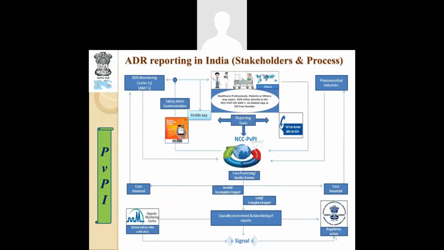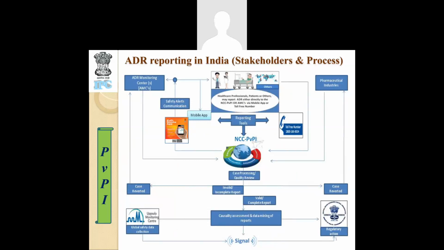So a healthcare professional, maybe a doctor, pharmacist, nurse, or even a patient, can report any adverse drug reaction by using the toll-free number, the mobile app, or the ADR reporting form, and also to these ADR monitoring centers. Say, for example, you have a pharmacy institution with a PharmD curriculum. PharmD students may have a tie-up with a hospital where they go for their internship. If during their internship they come across any adverse drug reactions, they can report it to the ADR monitoring center near the hospital.